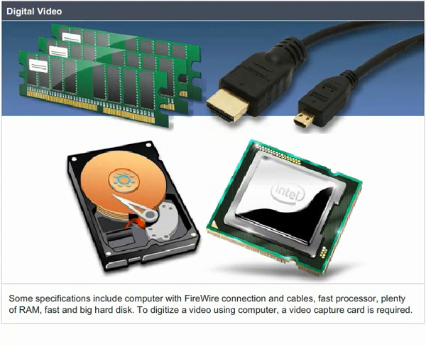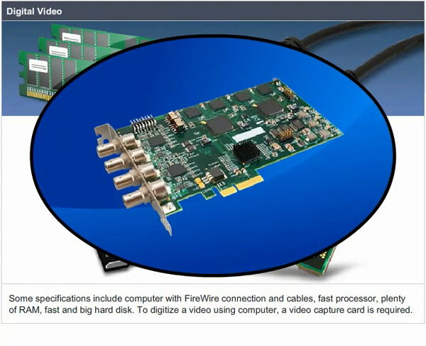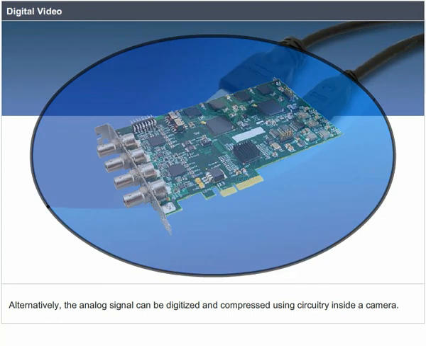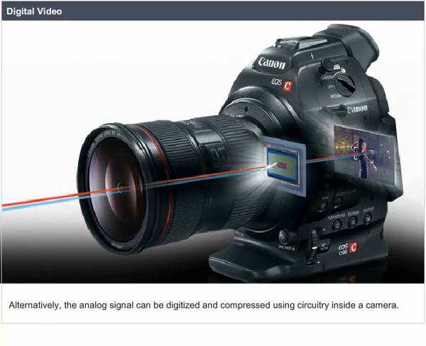To digitize a video using a computer, a video capture card is required. Alternatively, the analog signal can be digitized and compressed using circuitry inside a camera.